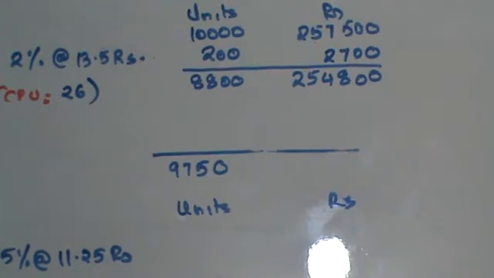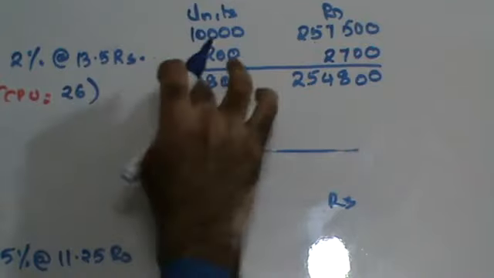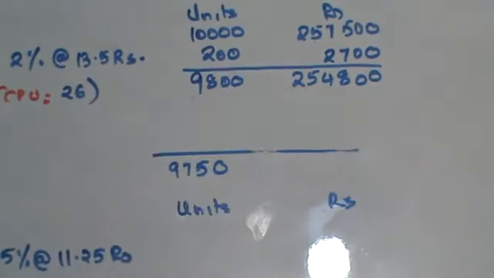Just check that figure. 2,57,500 minus 2,700. So the left one will be 10,000 minus 200. That will be 9,800. Yes, it's 9,800. 2,54,800. So it will be 2,54,800 and this is 9,800. Right, it's right. So CPU is going to be 26.